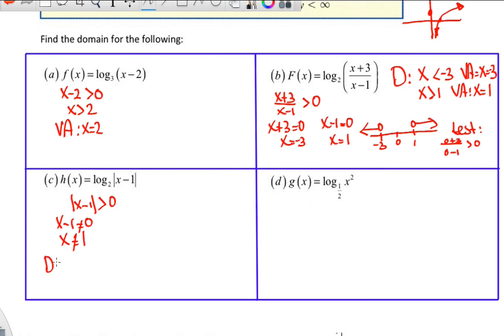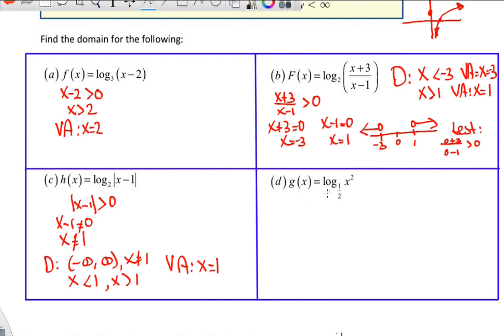So the domain here, you could write it several ways. You could say it's from negative infinity to infinity, except x cannot equal 1. That would be one way to do it. Or you could say x has to be less than 1, or x has to be greater than 1. It doesn't really matter how you write that. What you do need to keep in mind here is that there is a vertical asymptote at x equals 1.